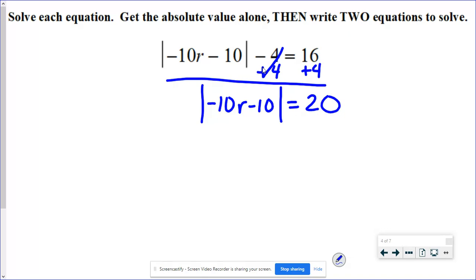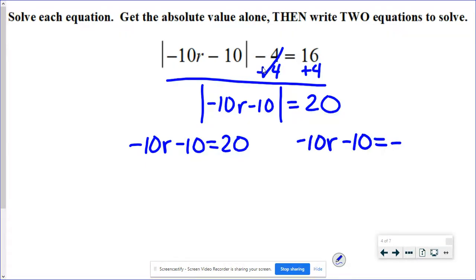Remember, that stuff that's in the absolute value, that's 20 units away. So that could go positive 20 or negative 20. So my two equations are going to be negative 10r minus 10 could be equal to 20, or negative 10r minus 10 could be equal to negative 20. And now I have to solve both of these.